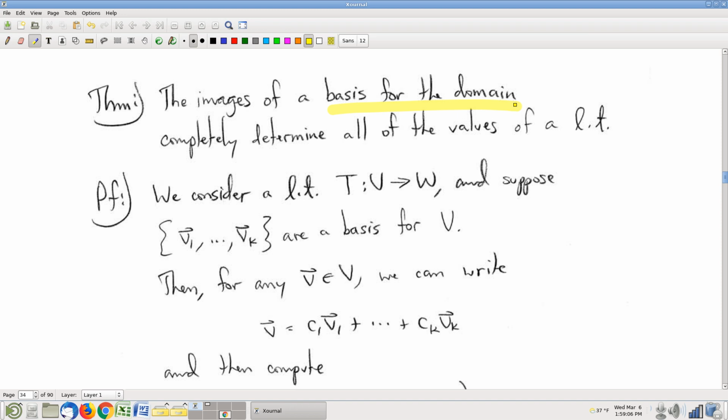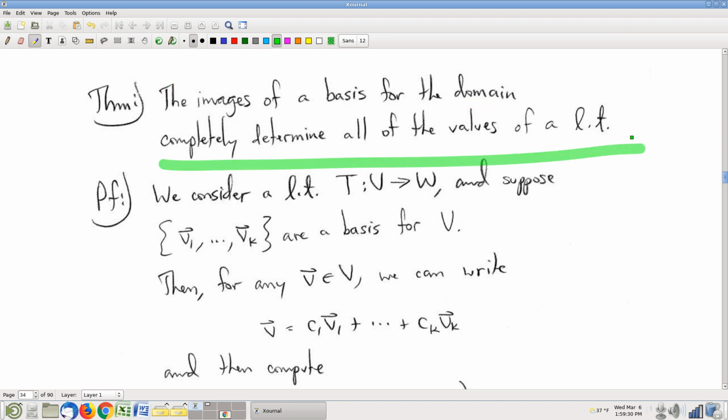It's independent and that spans. Okay. If you have a basis for the domain, if you know what the linear transformation does to a basis, the word image here means what comes out when you apply the linear transformation. If you know the images for a basis, then I claim that you actually know everything there is to know about that linear transformation. This is a really surprising fact the first time you see it.